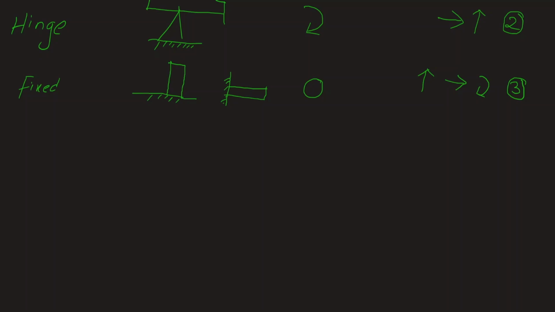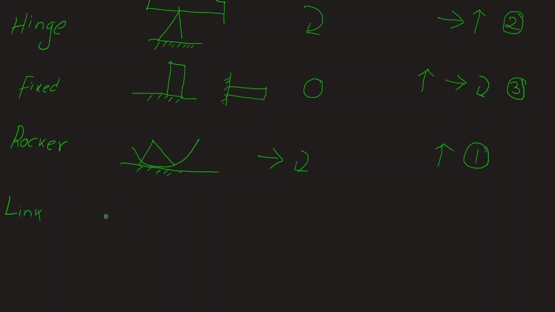I would like to discuss two more supports. One is rocker and another one is link. The rocker support is represented by a triangle with a curved base on top of a horizontal surface. Seeing the symbol, we can again identify that it allows horizontal movement and it allows rotation. So it has 2 degrees of freedom. It allows the horizontal movement and the rotation, but it does not allow the vertical movement. Therefore, we will have only one reaction for the rocker.